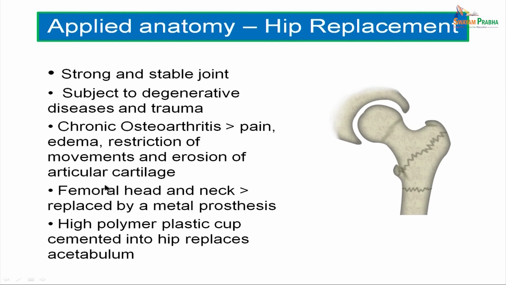This is a clinical procedure in which the femoral head and neck are replaced by a metal prosthesis. So this part is removed and is replaced by a metal prosthesis, and a high polymer plastic cup is cemented into the hip bone, which replaces the acetabulum. So you have an artificially reconstructed hip joint which is made up of a high polymer plastic cup here and a metal prosthesis which functions as the head of the femur.